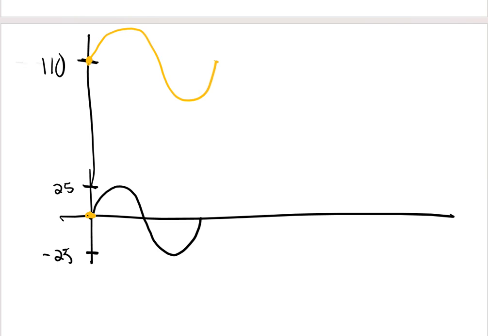And this is our midline right here. So your highest point right here is 25 above 110, and the lowest point is 25 below 110. So that's why I took the 110 and I added 25 to get my height right here. And then I took the 110 and subtracted 25 to figure out where it was there.